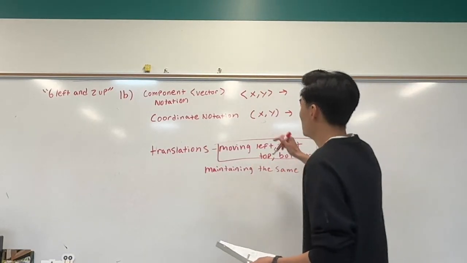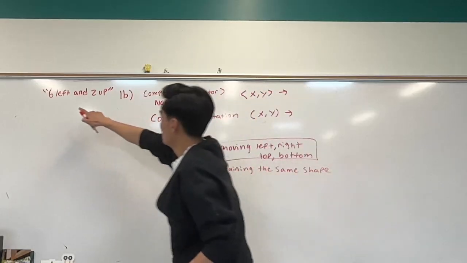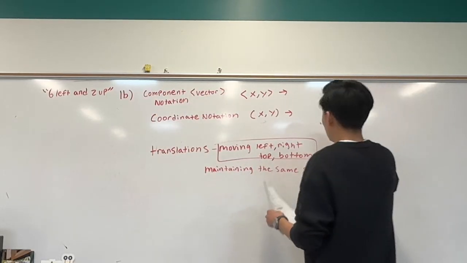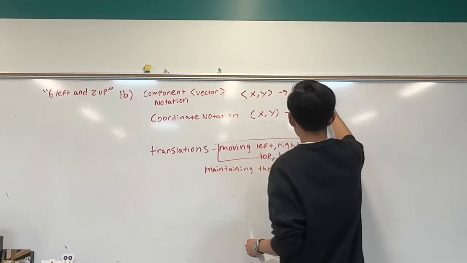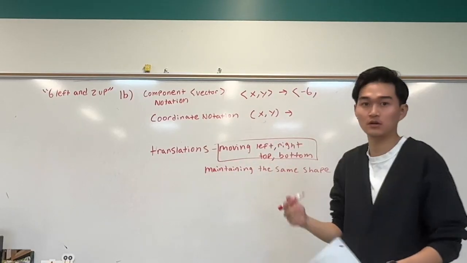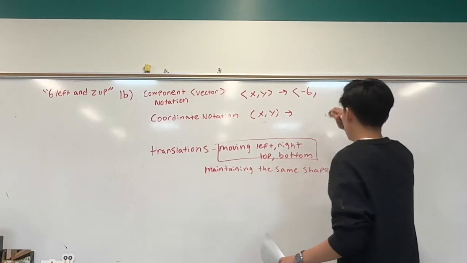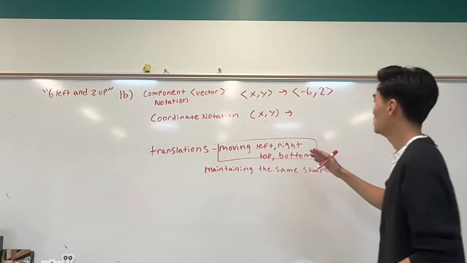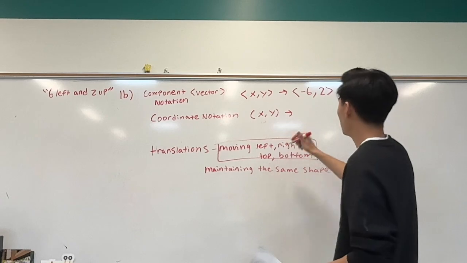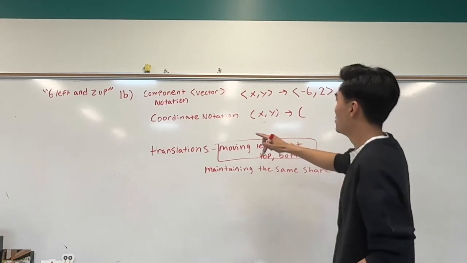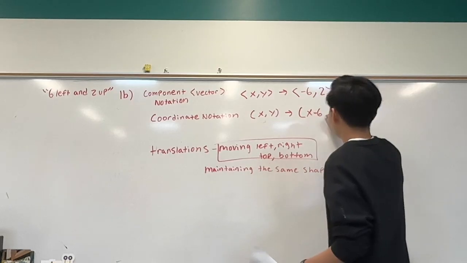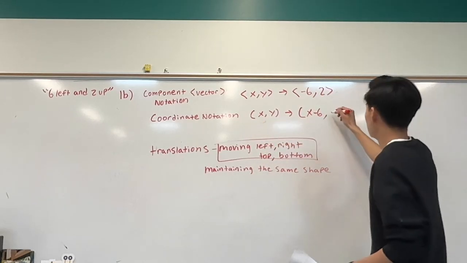So x would be -6 because you're moving to the left, right? So this would be -6, and y would be +2, but we normally don't just write +2, right? So it would just be 2. That's vector notation. And coordinate notation, you would be writing it like an ordered pair, but since it's left 6, you'd write x -6, and you would write y +2.